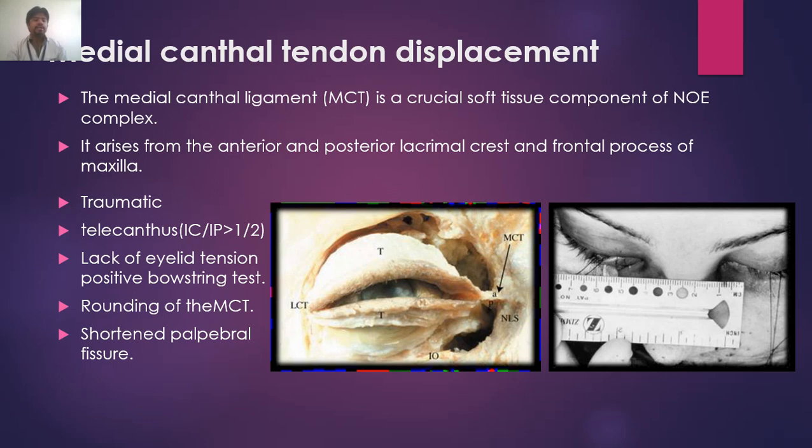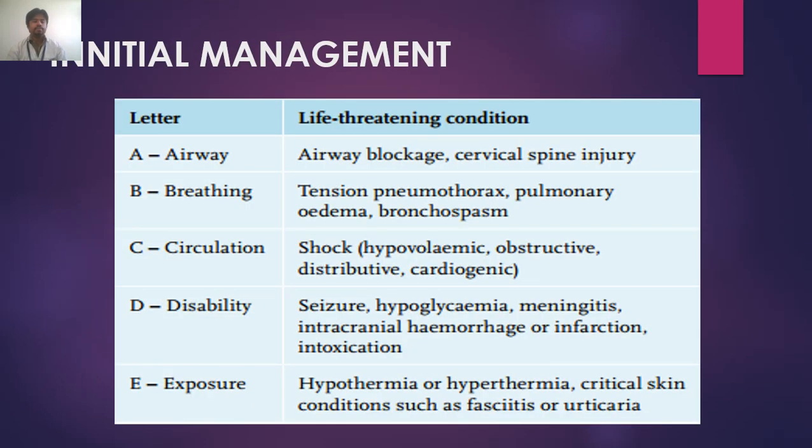Lack of eyelid tension, and a positive bowstring test can be done. Rounding of the medial canthal ligament can be seen. Shortening of the palpebral fissure can be seen. Here you can see the measurement of the ratio for the intercanthal to interpupillary distance.